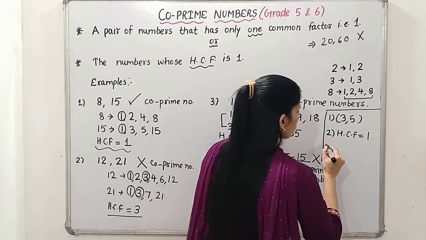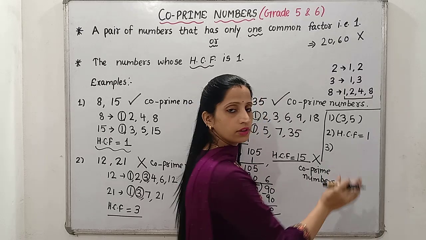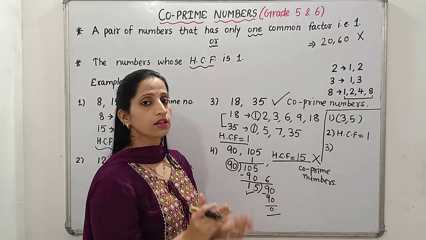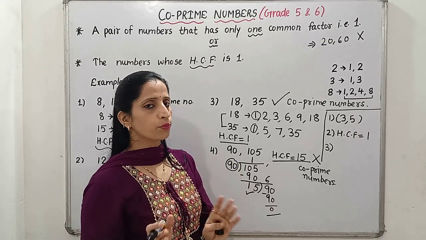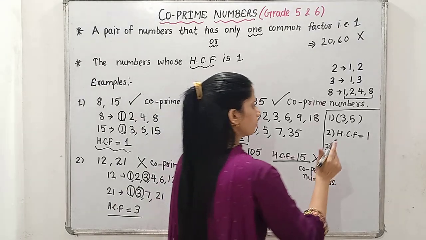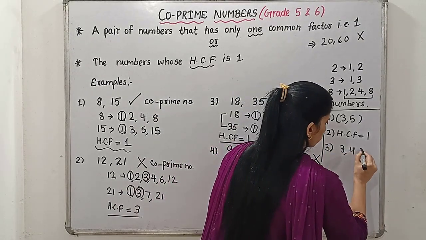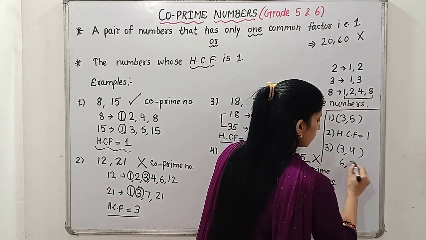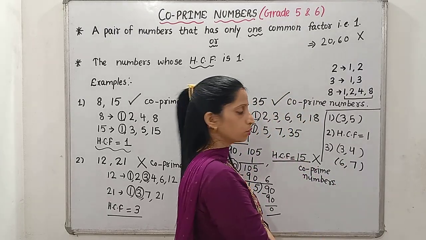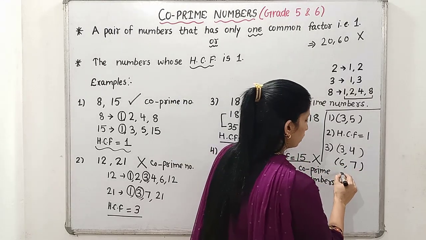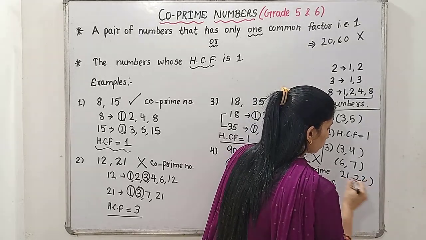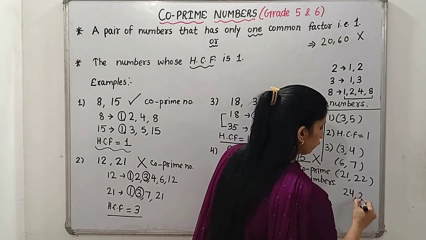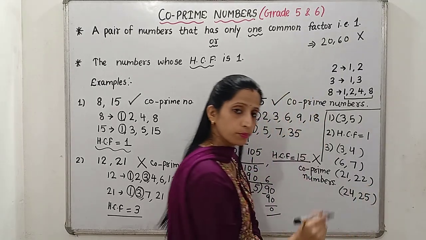Now the next thing, two successive numbers. Two consecutive numbers, we can say successive numbers, will always be a pair of co-prime numbers. Let's take any numbers. Let's take 3 and 4. These two are co-prime numbers. You can take any two successive numbers. 6 and 7 are co-prime numbers. You can even check by finding their factors. 21, 22 is also a pair of co-prime numbers. 24, 25 are also co-prime numbers.